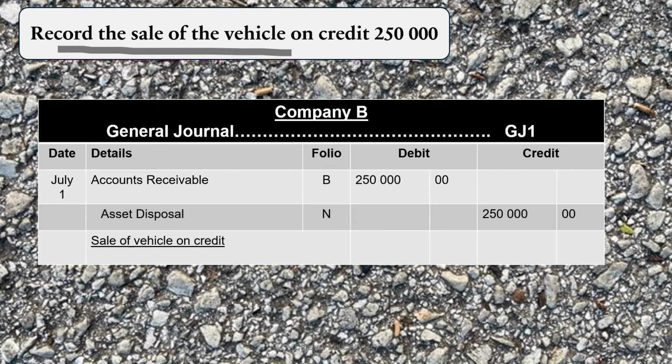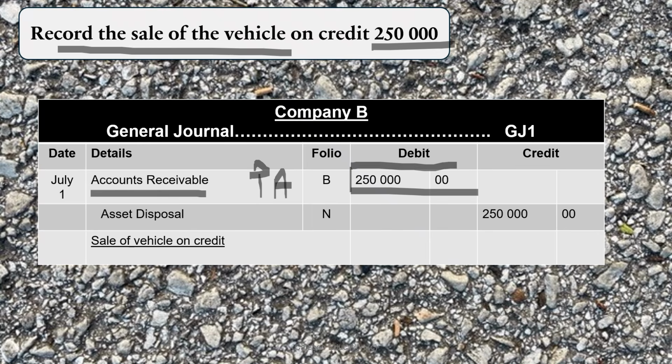Record the sale on credit for 250,000. Accounts receivable, this is on credit, so we're still going to receive 250,000 Rand. Accounts receivable is an asset, the value of money that should be coming in at a future date has increased. Increase in assets, the rule says debit, and we credit asset disposal with a selling amount of 250,000. Remember, if this was for cash, it would have said bank and not accounts receivable. That is the sale of the vehicle on credit.